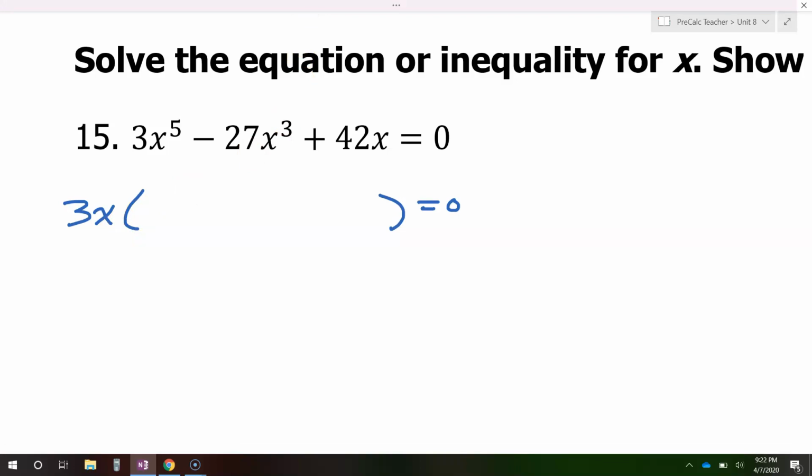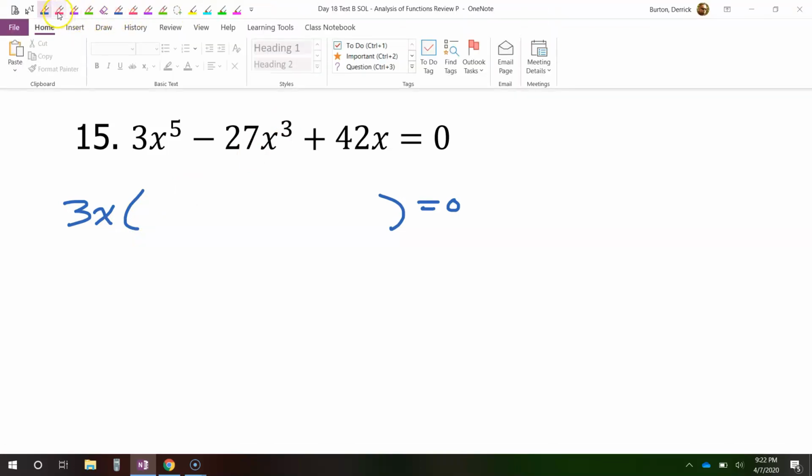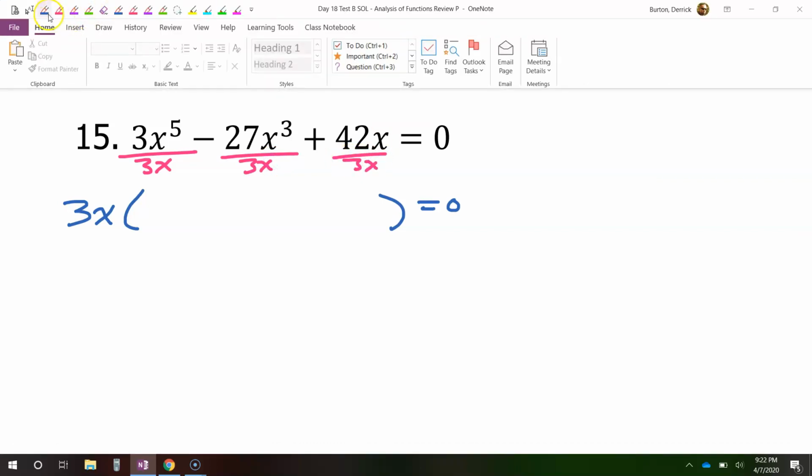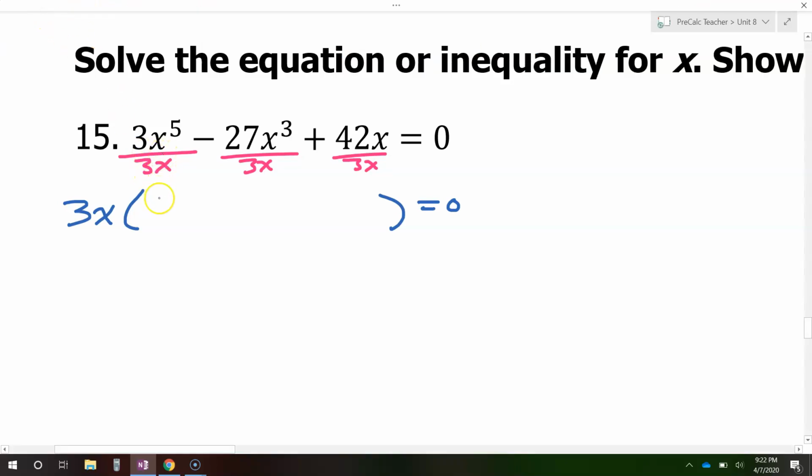When you pull out a common factor, what you really wind up doing is dividing everything by that common factor. So I'm going to wind up dividing every term by 3x. So that is going to leave me with x to the fourth power minus 9x squared plus, what is this? Plus 14. Now, hopefully this trinomial is also factorable. Let's give it a try.